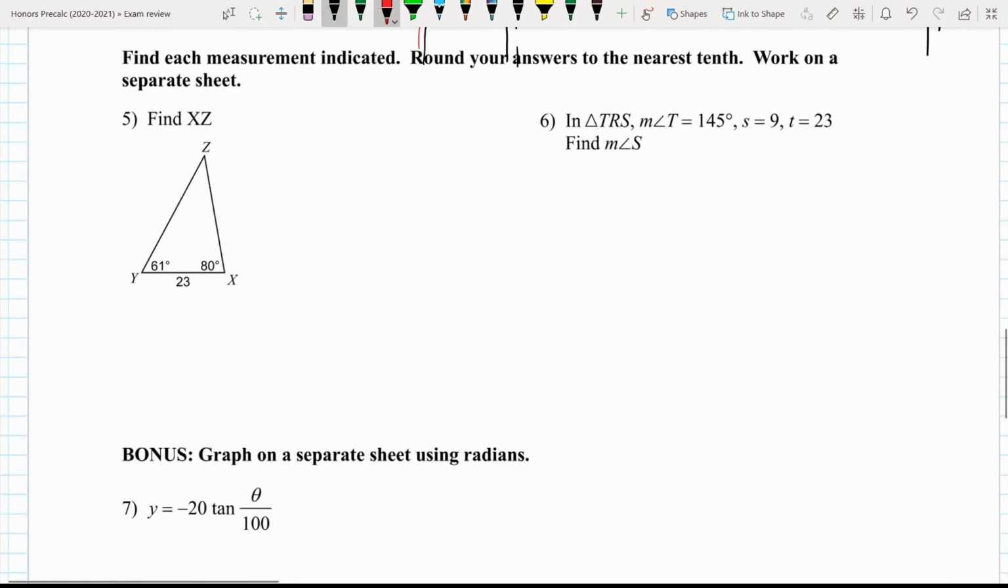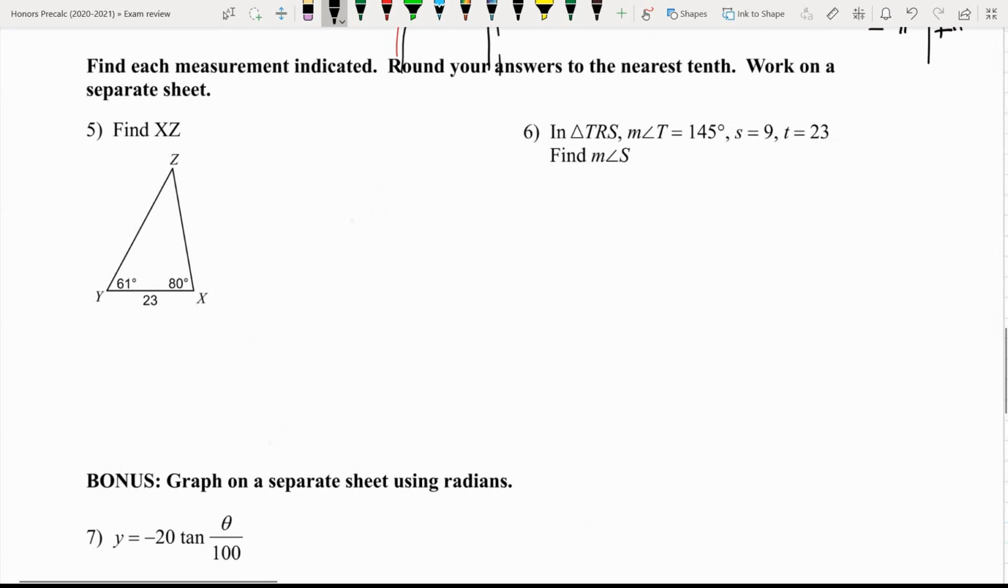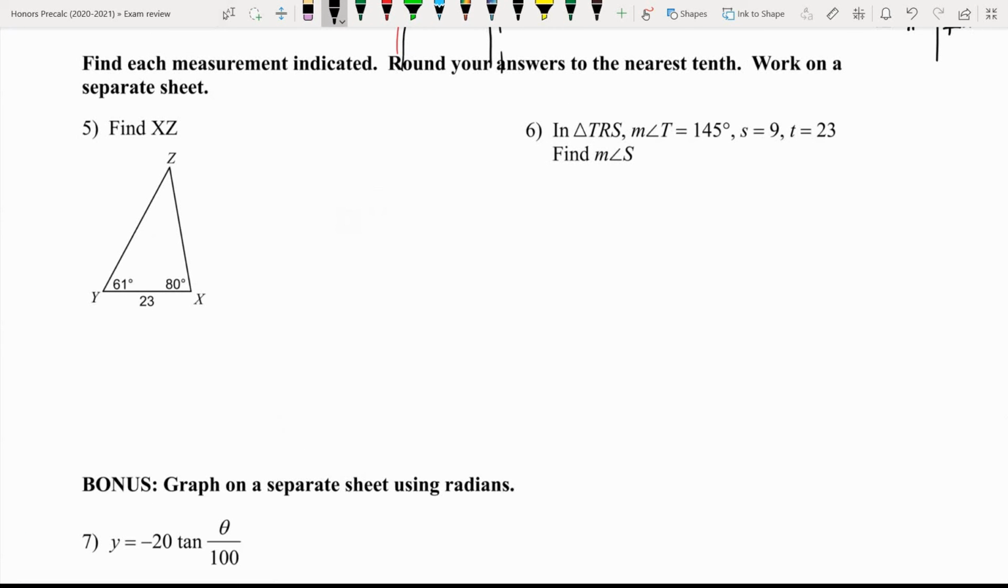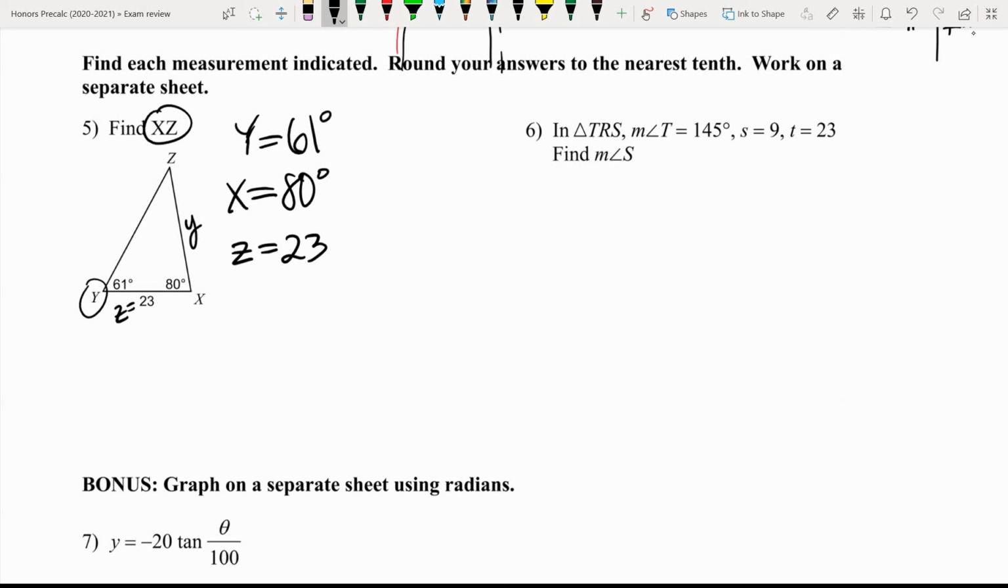These two problems, number 5 and 6, deal with law of sines. If you look at this here, it's asking us to find xz. That's this side over here. I'm just going to call that little y, because it's opposite angle y. So I'm just going to list what I'm given and what I need to find. I'm given that angle y, I'm just going to write it as a capital Y, you can write the angle sign if you want, is 61 degrees. We have angle x is 80 degrees. We have that side z, little z, is 23. That's this down here. Z equals this.